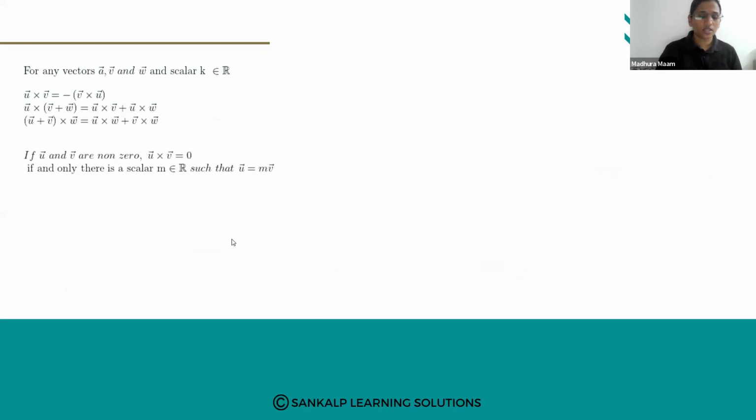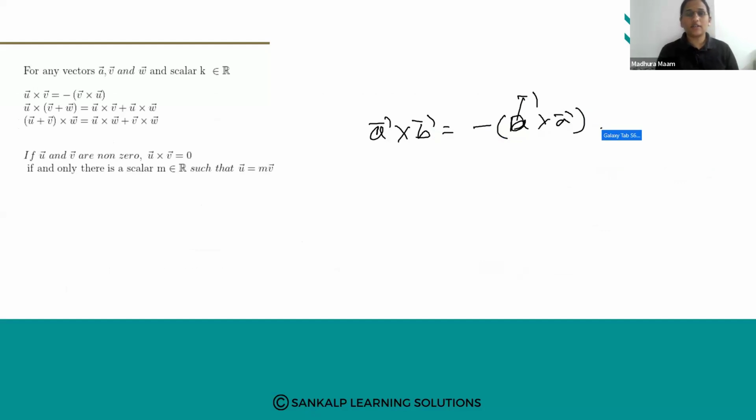Next, certain results. A cross B is equal to minus of B cross A. Right? Minus of B cross A. I told you they will be opposite in direction. And next, the distributive property holds true. This is about your vector product.